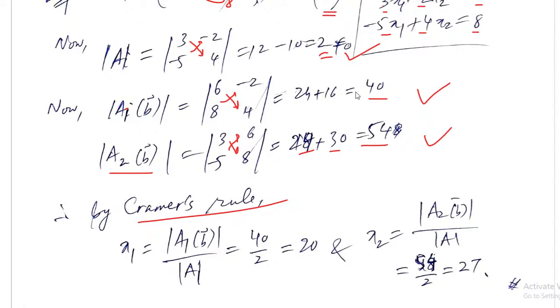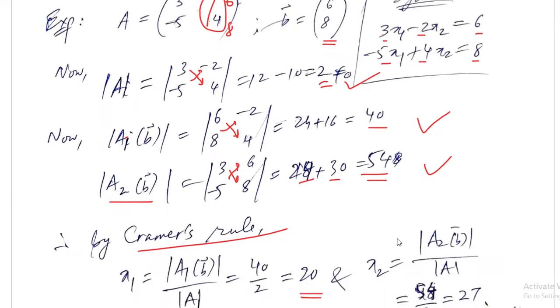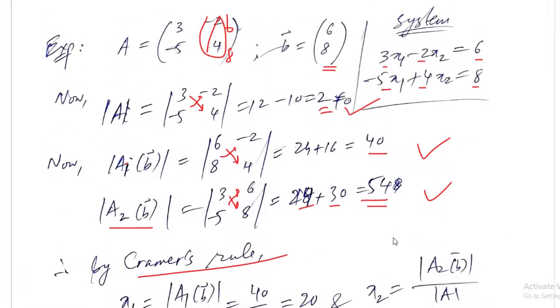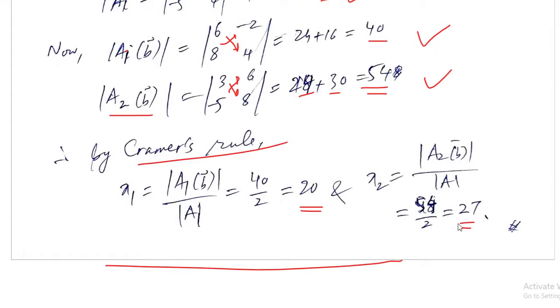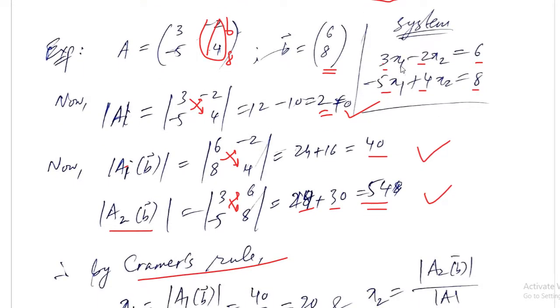So now Cramer's rule says that x1 is the determinant of A1 by the determinant of A. A1 is 40 divided by 2, so x1 is 40 divided by 2, which is 20, and A2 is 54. So A2 by A, 54 by 2 is 27. So I got the solution through Cramer's rule. See how easy it is to use Cramer's rule to find the solution of a system of equations. You can check whether this solution is correct or not: x1 is 20, x2 is 27.